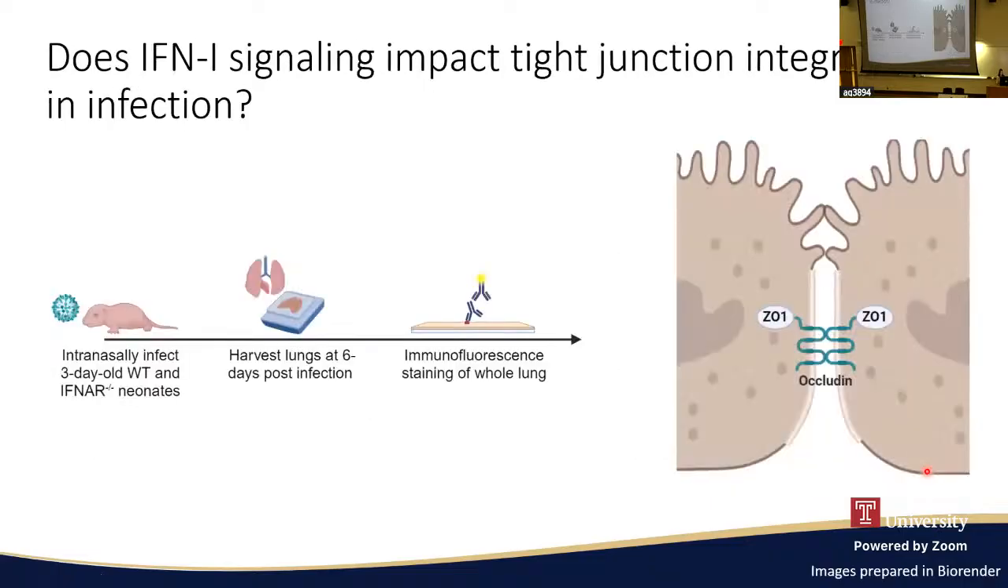So we next wanted to ask the question of how type 1 interferon signaling impacts tight junction integrity late during infection. So we see it in our transcriptional data, and we noted Claudin 8. Claudin 8 is an occludin co-recruiting molecule, and occludin is a very key tight junction molecule for sealing of the alveoli. So we wanted to look at occludin expression, but also expression of the anchoring molecule ZO1 at 6 days post-infection. So we performed immunofluorescence.